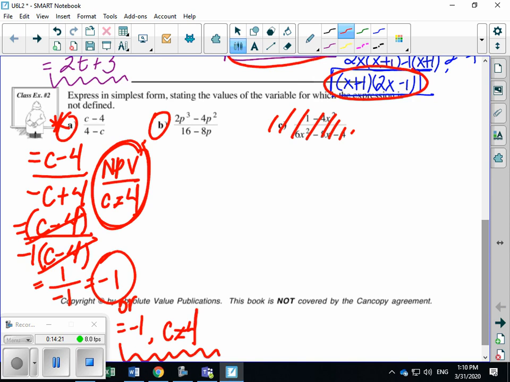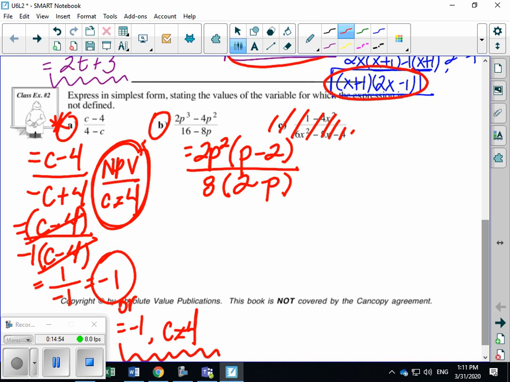I have 2p cubed minus 4p squared, all divided by 16 minus 8p. So step number 1, let's factor. What can I take out in the numerator here? I can take out a 2p squared. So when I take out 2p squared, I'm going to be left with p minus 2. Okay, so there's my numerator. Now, all divided by, what can I take out of the bottom? I can simply take out an 8. So I'm going to be left with 16 divided by 8 is 2 minus p.